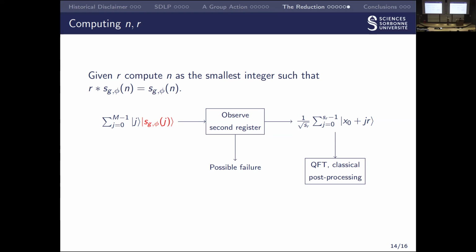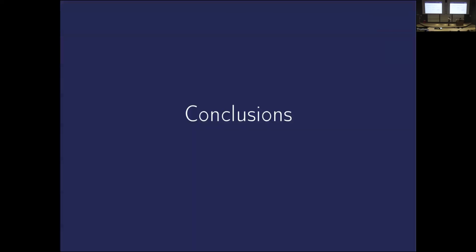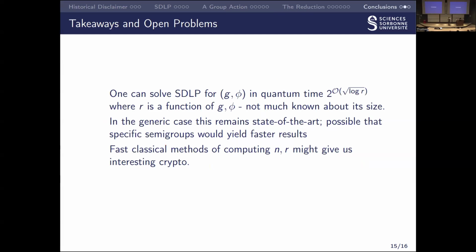And to sum up, because we have Shor's algorithm to find r, we can find n. And then because we have n and r, I argued that meant that we can solve SDLP with a call to a vectorization problem oracle, which has sub-exponential time. So we're done. Fin.